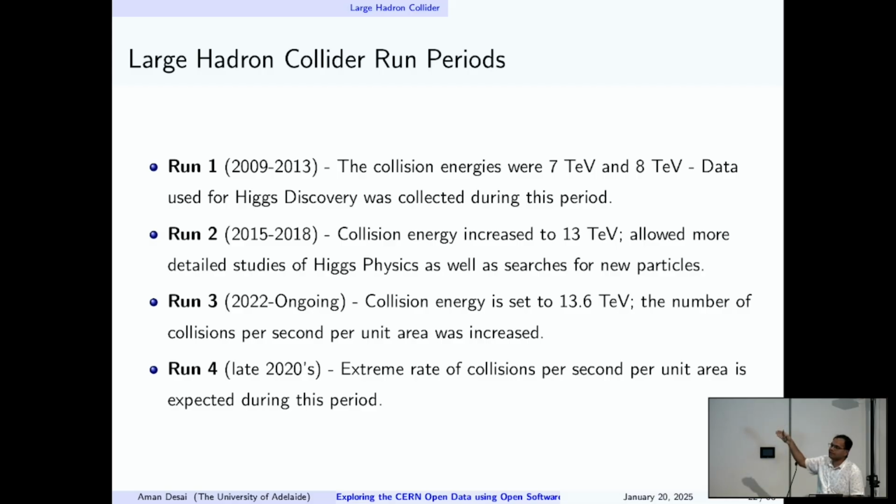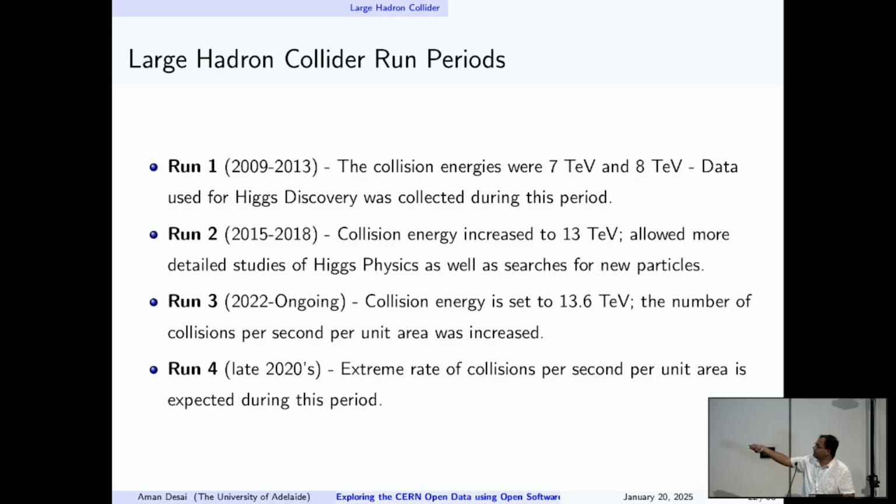Different runs have different energies associated. Run 1 was 7 TeV, 8 TeV, which was used for the Higgs discovery. So it was important. It got the Nobel Prize. Then in run 2, the energy was increased. It was almost twice the run 1 energy. There was more physics that could be studied, more Higgs physics, as well as new searches for particles.